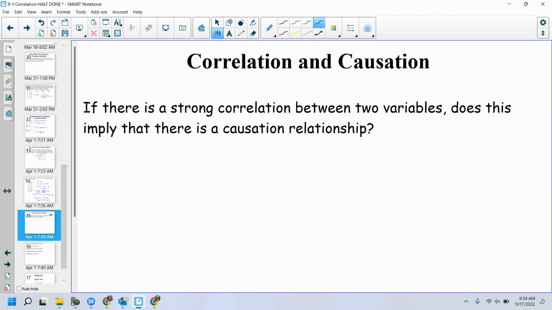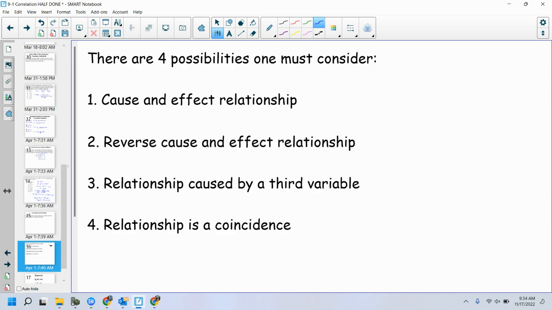If there is a strong correlation between two variables, does this imply that there is a causation relationship? No. Even if there is a super strong correlation, even if there is a 0.99999 correlation, it does not necessarily mean there is a causation relationship. Correlation does not mean causation. Correlation does not mean one thing is causing something else to happen. There could be extraneous factors happening. There are 4 possibilities that one must consider.